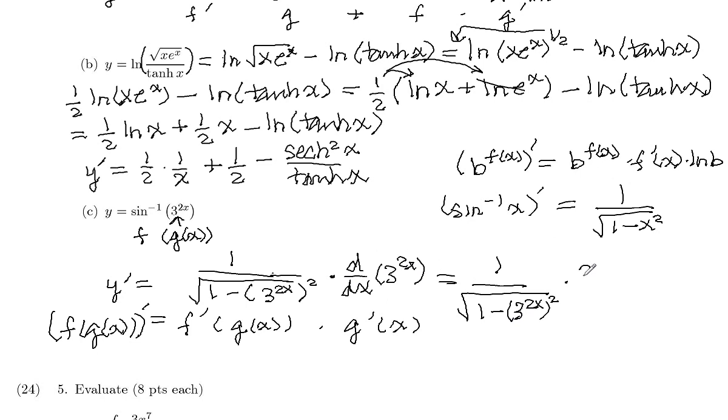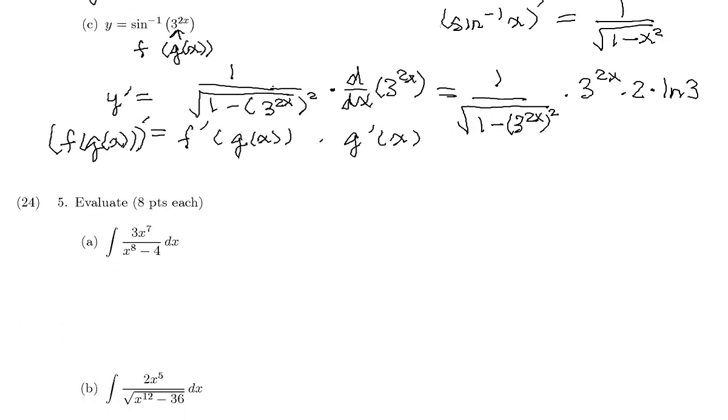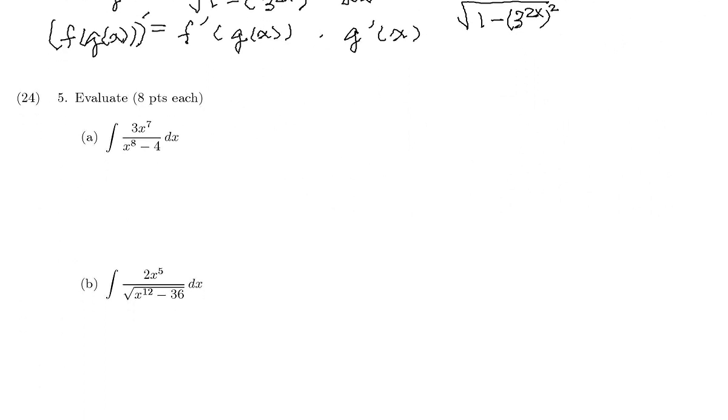So we're going to get 3 to the 2x, okay, that's this part, and then times the derivative of the inside function, which is a 2, and then times the log of the base, natural log of 3. Okay, and then we could, again, do some other simplifying, but we're not required to do that. So that one's all set. So next up, we are looking at some integrals here.